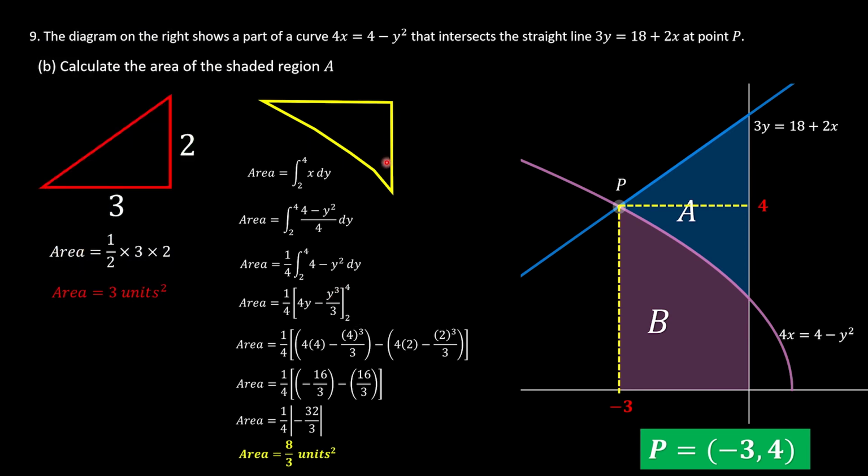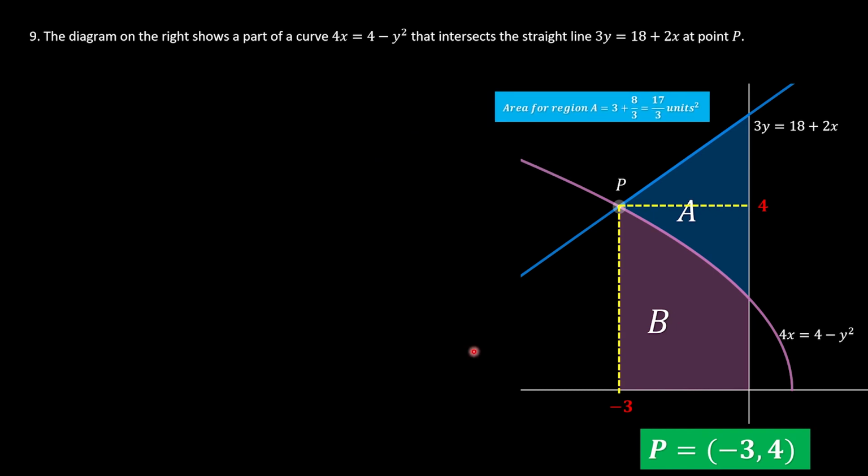But this is not the shaded region A, because why? This is only for the curve. So we're going to add with the triangles to get the entire regions, which is 17/3 units square, and we are done for question B. Now we're going to look at question C.